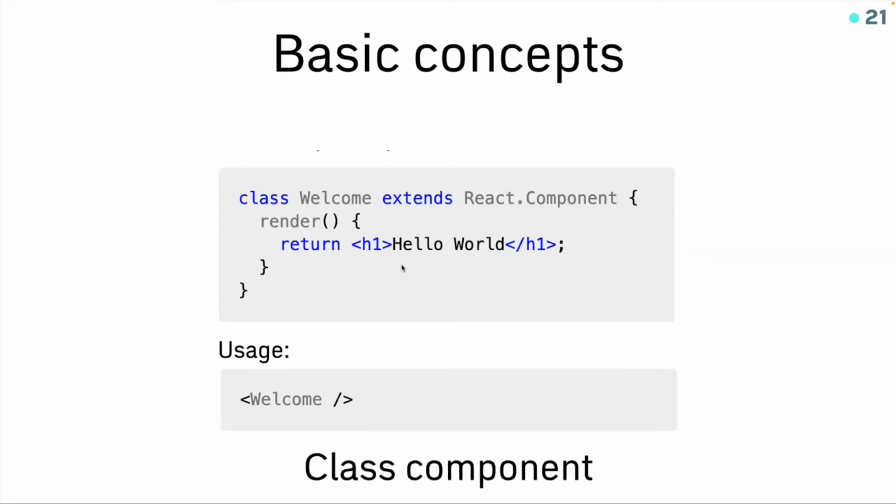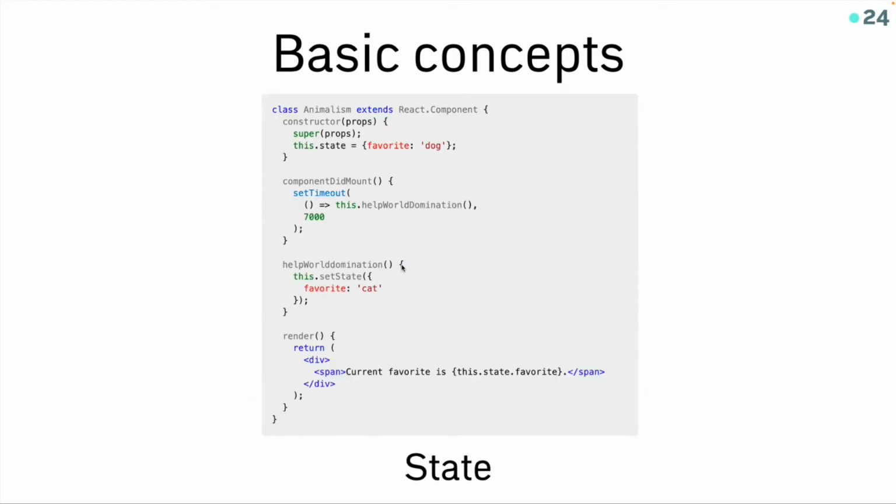Then you have also class components, and they extend from React.Component, and instead of directly returning, you have this render method where then you return your HTML, and then the usage is exactly the same for React. These two components that I just showed you are identical.